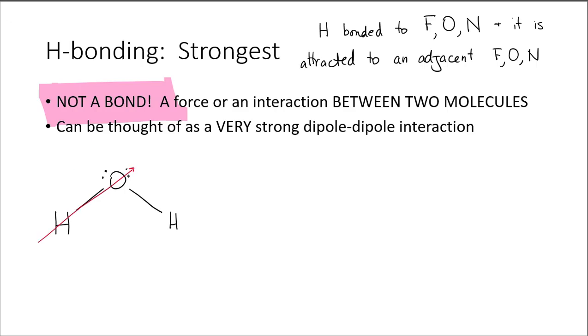Water is polar. It pulls the electron density. Oxygen is more electronegative, so oxygen is partially negative and hydrogen is partially positive. Well, here's the thing: that's really, really polar. When you have an H bonded to F, O, or N, it is a really, really polar bond.